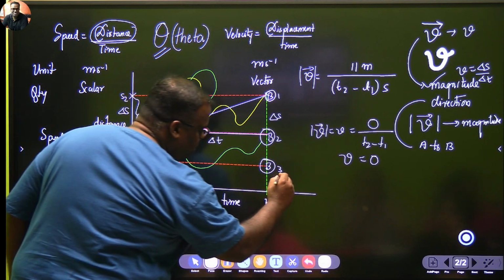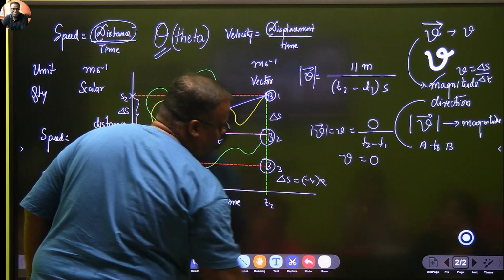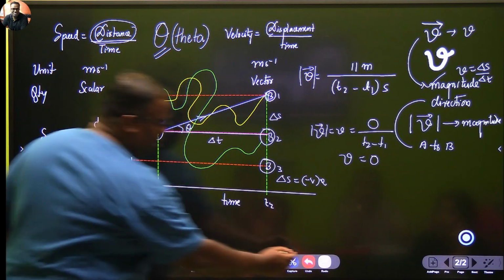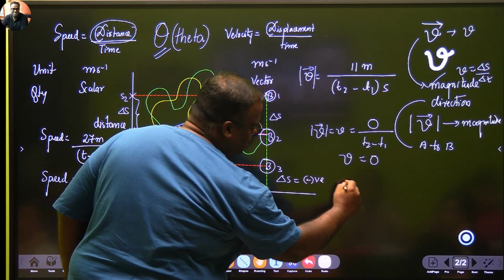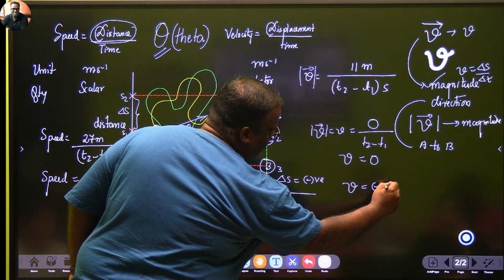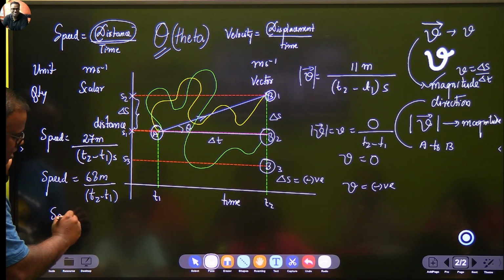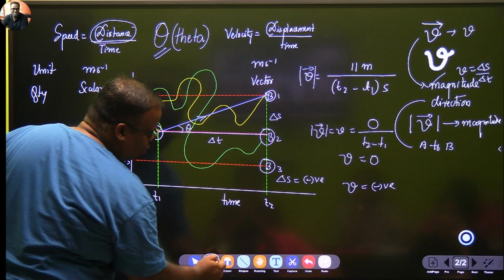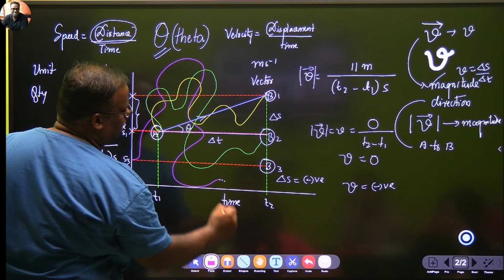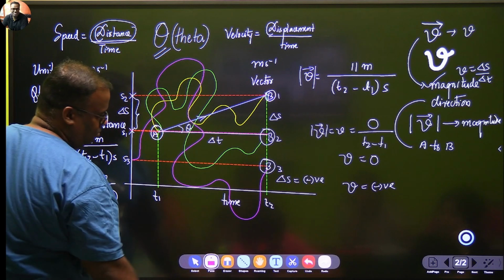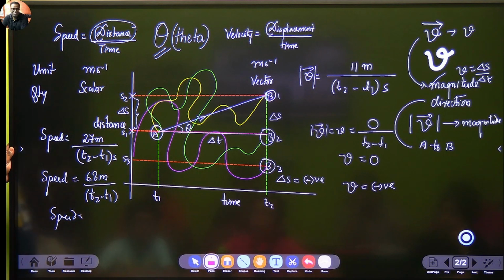So this time my delta S will be a negative quantity. Yes or no? My delta S will be a negative quantity, which means my velocity can be negative also. But if you look at speed, it is never negative. Because, sir, how did you go from here to here? My wish, I must have gone something like this and reached here. Speed can never be negative.